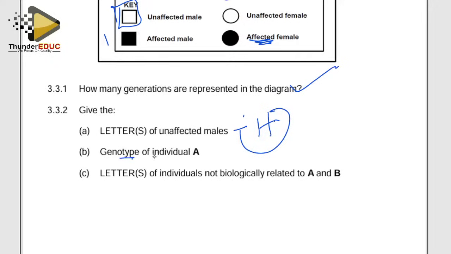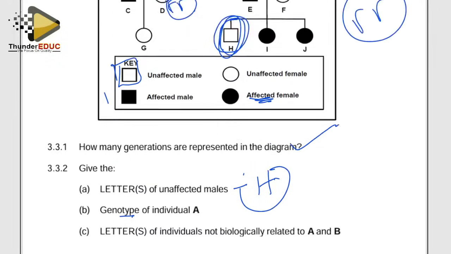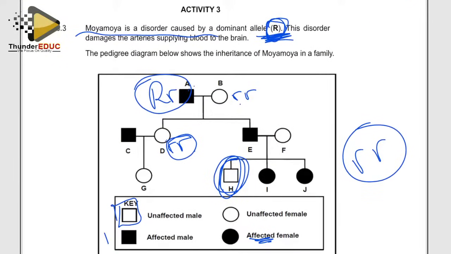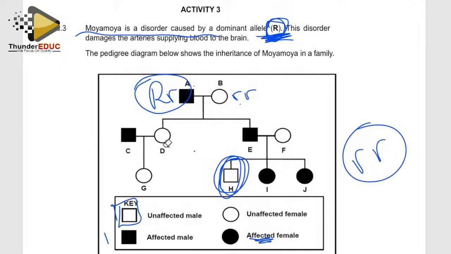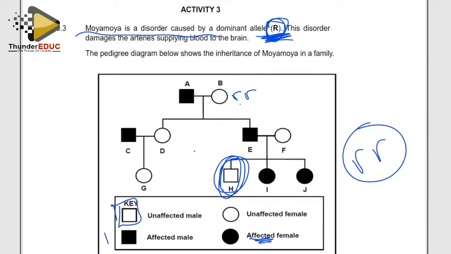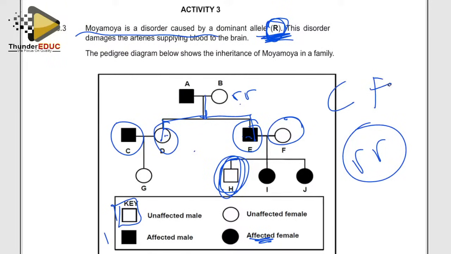They're saying that individual... So we've said the genotype of individual A. We are done with that. Letters of individual not biological relative to individual A and B. When you come back here, individual A and B, the ones which are not kids. These two produced that, and they produced that. So this one just married this guy, and this guy just married this lady. So the answer is C and F.